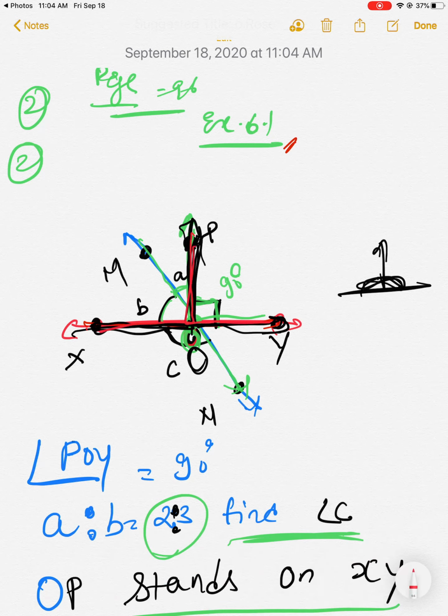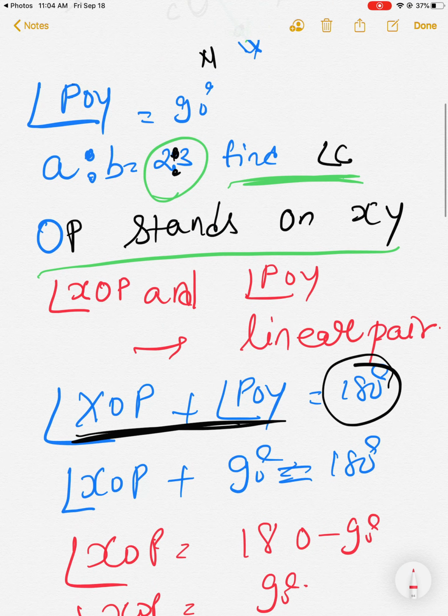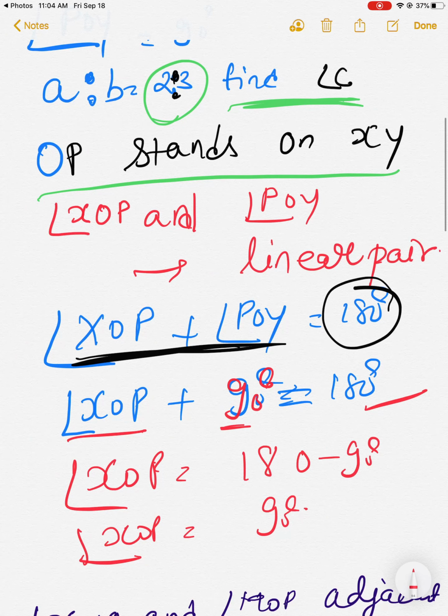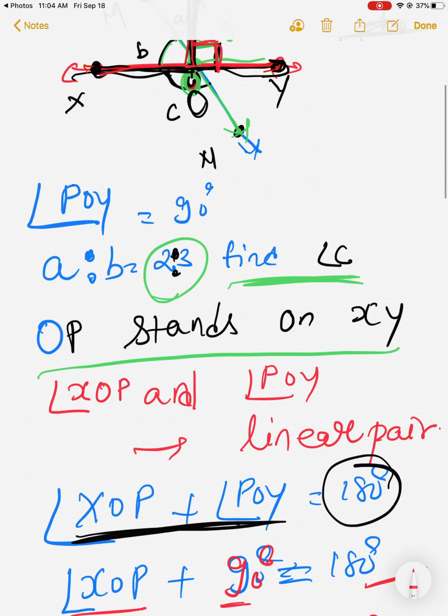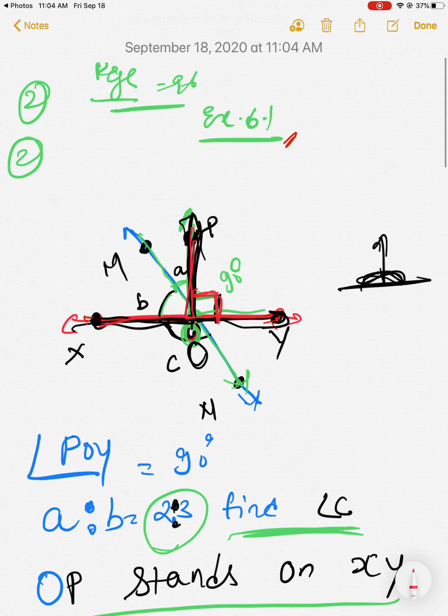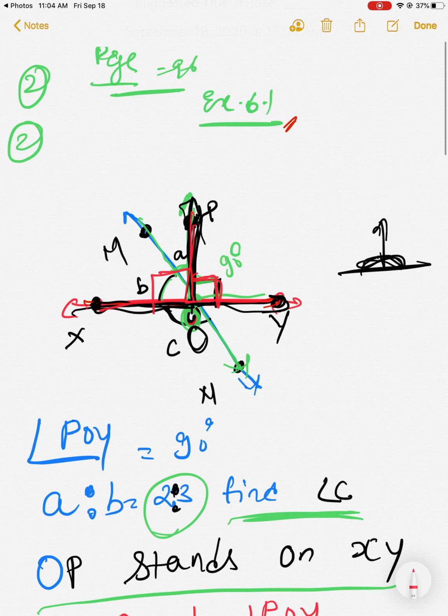This angle and this angle, their sum should be equal to this. Already POY is given as 90 degrees. So substituting 90 degrees, XOP plus 90 degrees is equal to 180. So angle XOP is equal to 180 minus 90. We have got the total XOP angle as 90 degrees.